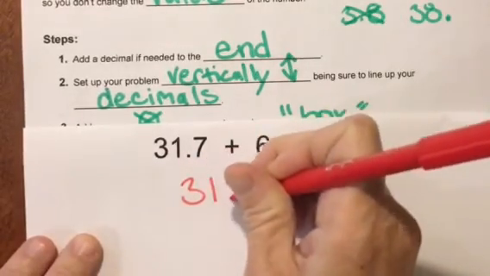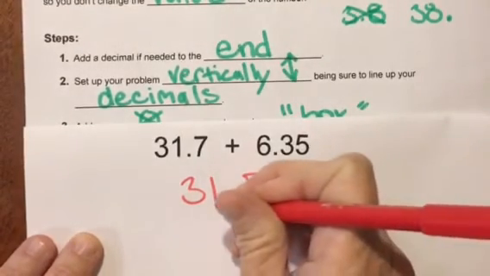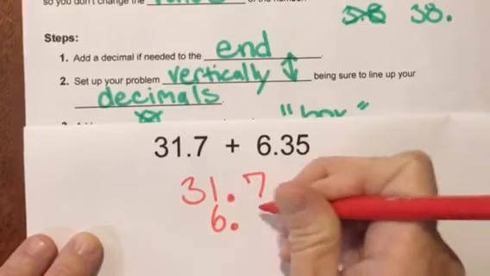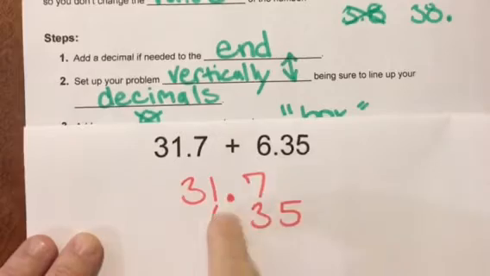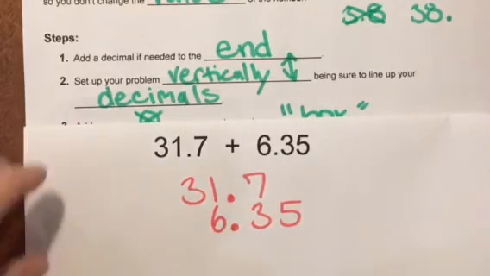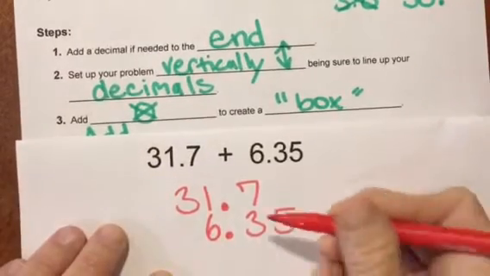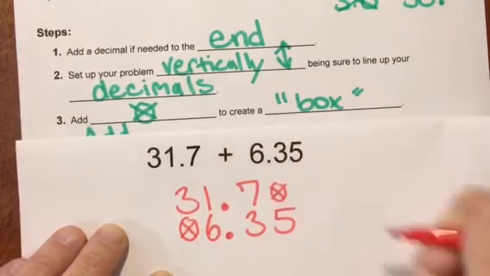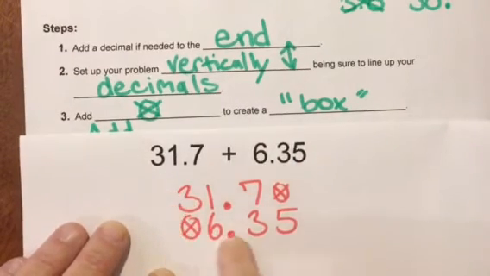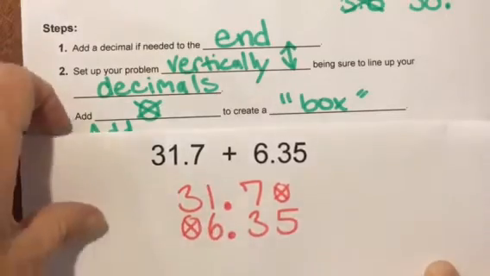So I have 31.7, or 31 and 7/10. I'm going to add 6.35. So notice how I'm being really careful to line up my digits too. Okay, next, I'm going to add zeros to create a box. Well, there's nothing under this one, so I'm going to add a 0. There's nothing on top of that one, so I'm going to add a 0. So again, like I could draw this box around it. Okay, and again, everything's lined up super carefully.